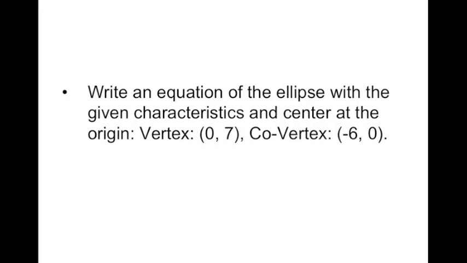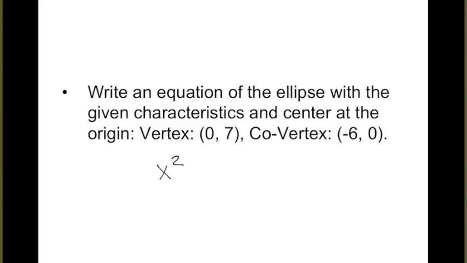Right, our next question asks us to do this kind of backwards. It gives us the characteristics, and we need an equation. So our basic form of an ellipse equation is x squared over something plus y squared over something equals 1. So we have 2 blanks to fill in here.